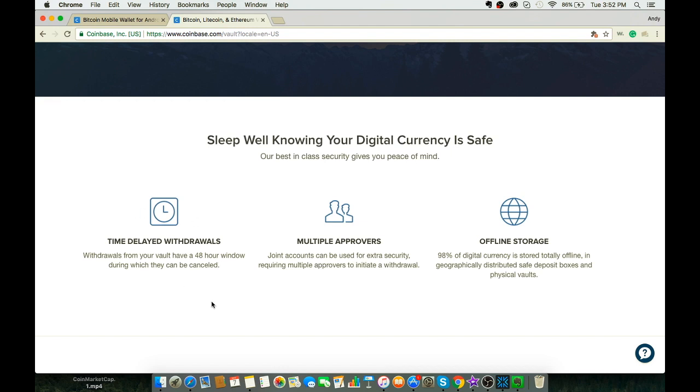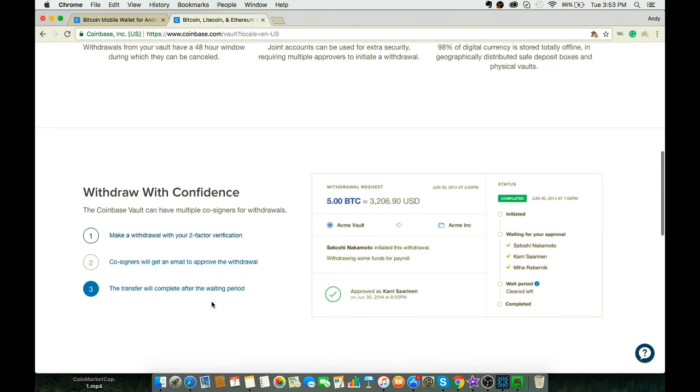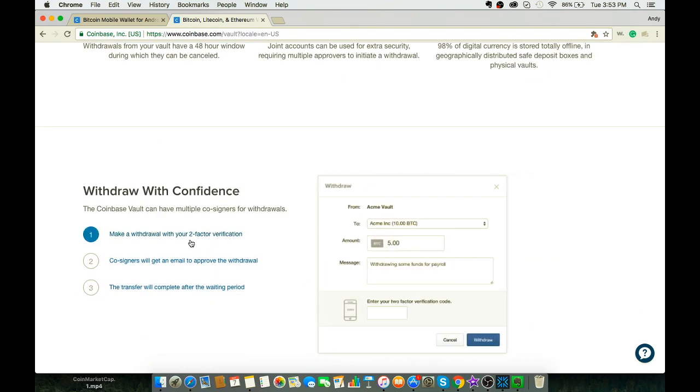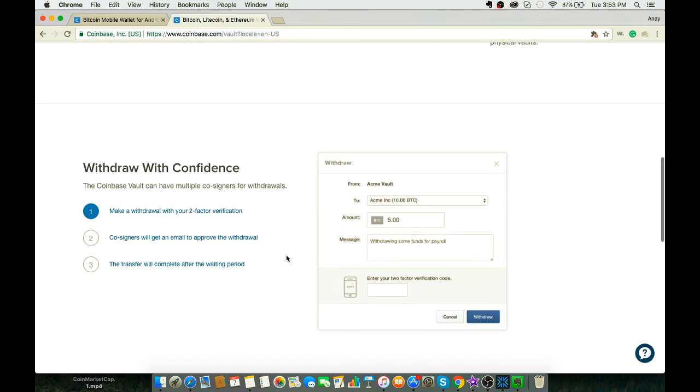They have time delayed withdrawals, meaning your withdrawals can take up to 48 hours during which they can be canceled. So if you need to access your funds quickly, I wouldn't suggest using a vault because it takes 48 hours to get it out. But for large amounts and to feel more secure, you can put them in here. You need multiple approvers typically to initiate a withdrawal, and you can use your two-factor verification for withdrawal as well. There's a couple different options for security.